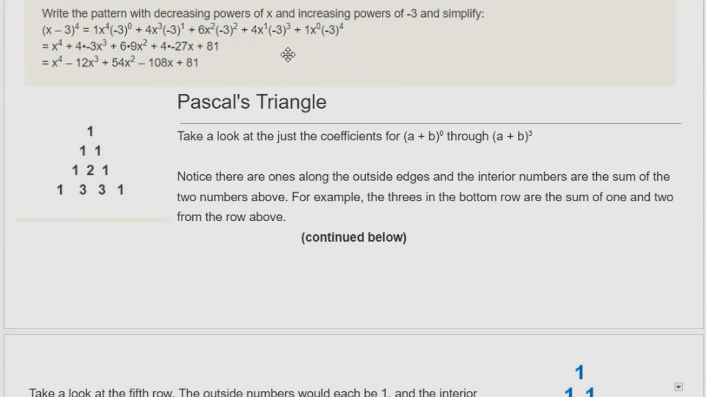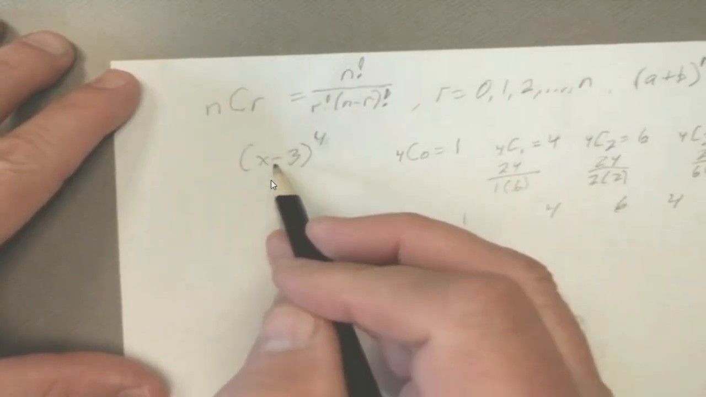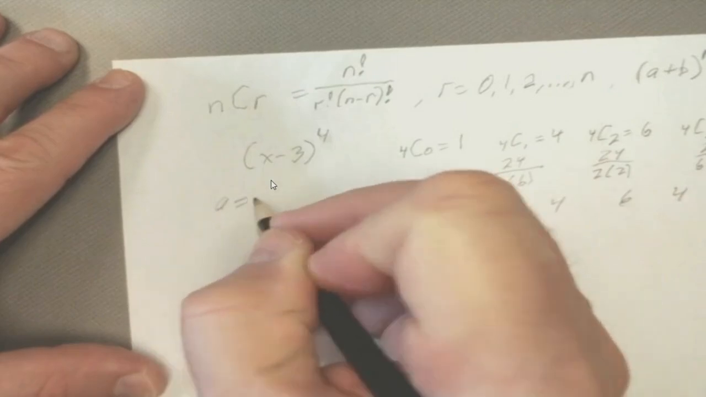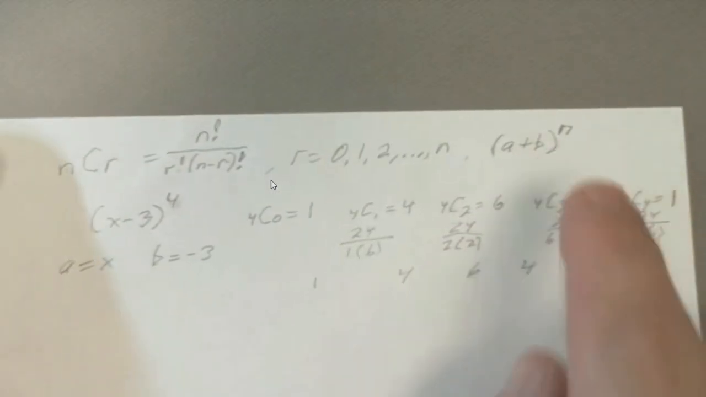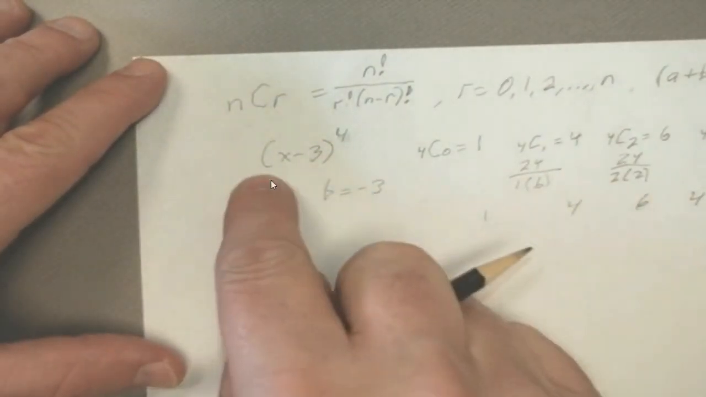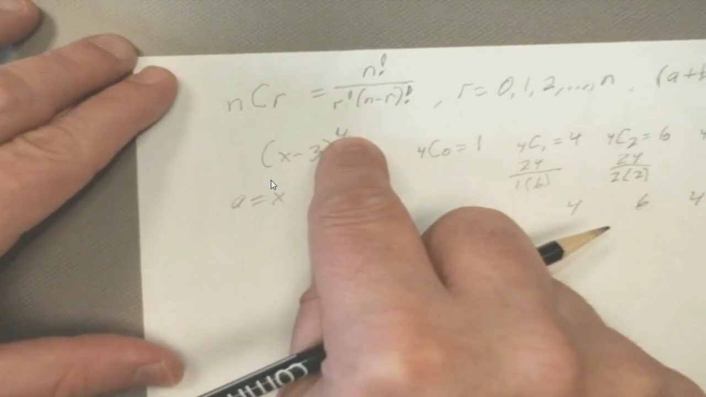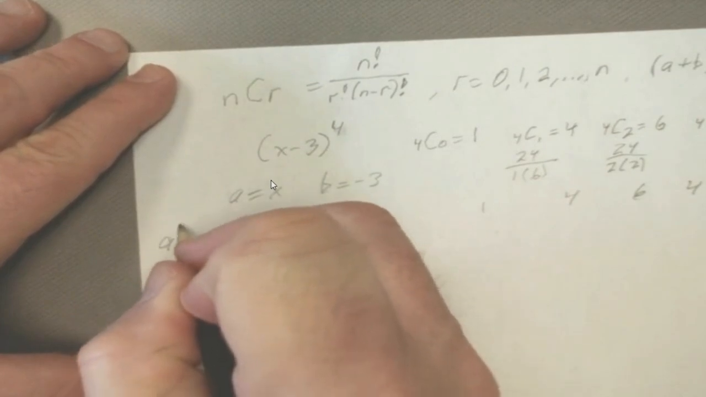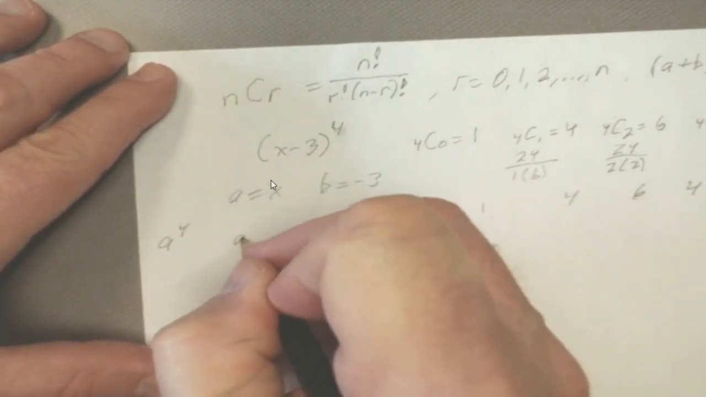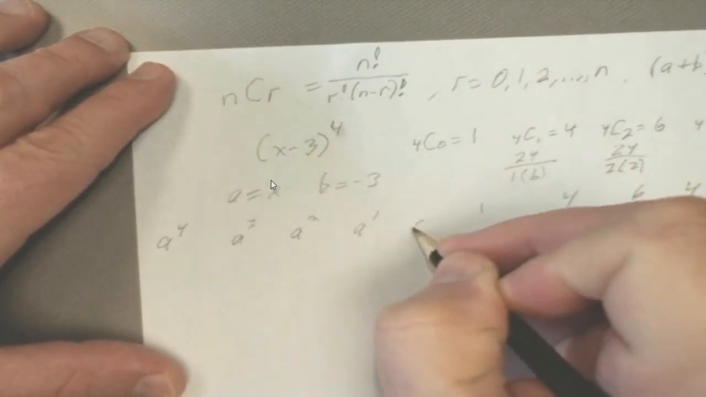And then to actually solve this, let's go back and look at how that helps us. If we're finding (x minus 3) to the fourth, we have a equals x, b equals negative 3, if we're doing (a plus b) to a power. And there's a pattern to solve this. (a plus b) to the fourth, or (x minus 3) to the fourth. The first term, the a, would be a to the fourth. It would be a to the third in the second term, a squared, a to the first, and a to the 0.